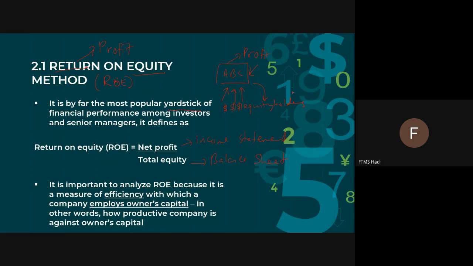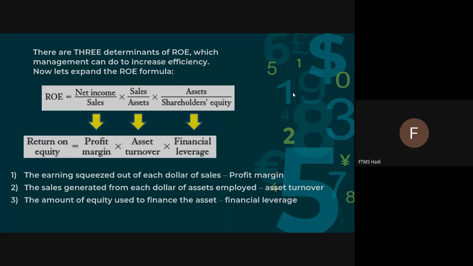There are three determinants of ROE, three indicators which management can work on to increase efficiency. We're talking about increasing all those components. So let's expand the ROE formula. ROE is equal to net income divided by sales, multiplied by sales divided by assets, multiplied by assets divided by shareholders' equity. At the end of the day, you multiply by 100 because the answer is usually in percentage.